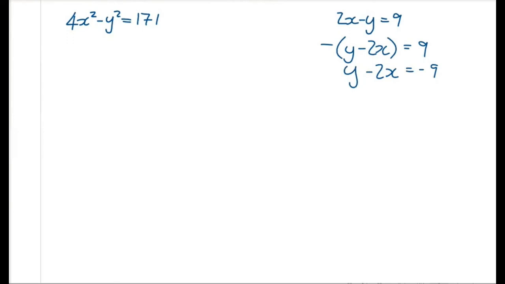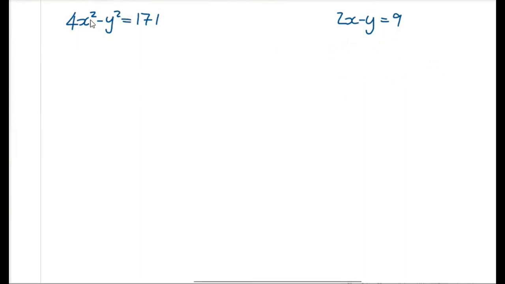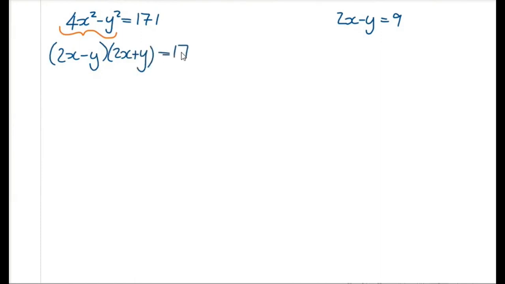Okay, so we've all tried, and a thumbs up to all of you. You guys have been absolutely fabulous. Some of you got it right. First few people said, let's factorize the left-hand equation. Do you see that this part here is the difference of two squares? So I'd have (2x minus y)(2x plus y) is equal to 171.